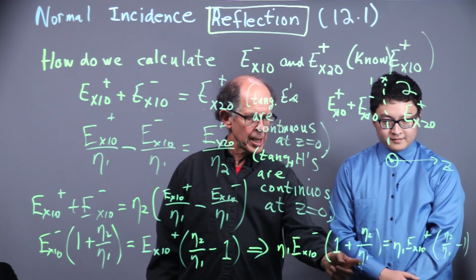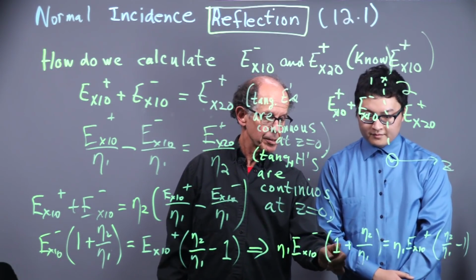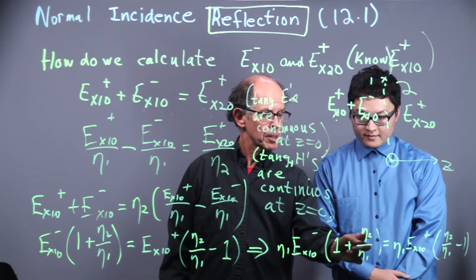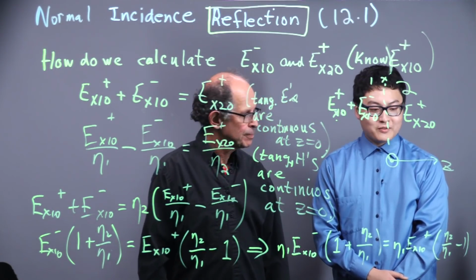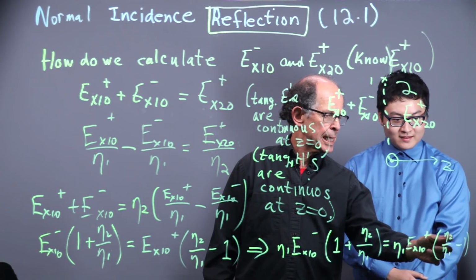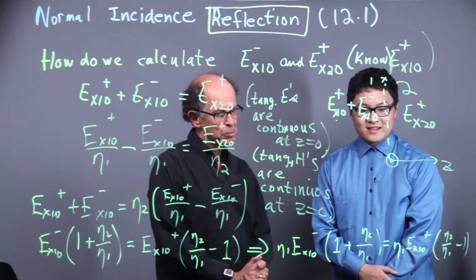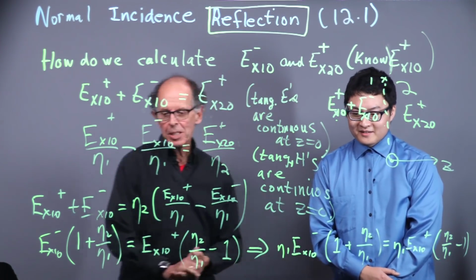So what's going to happen is when we bring the eta 1 here, multiply it through, we're going to get eta 1 plus eta 2 there. Beautiful. And that's going to go in the denominator. And then we're going to get eta 2 minus eta 1 there. And then we'll solve it algebraically, and we'll see it in the next board.